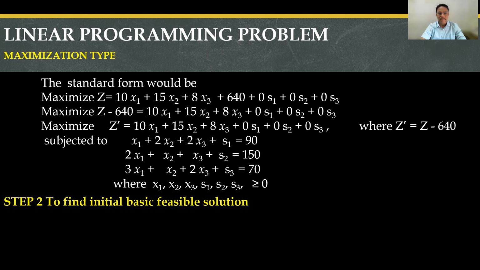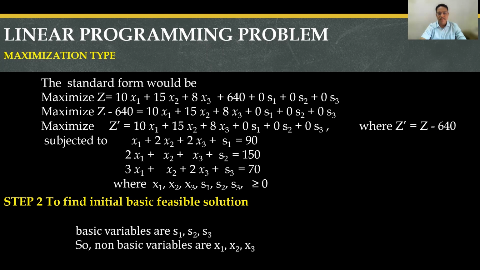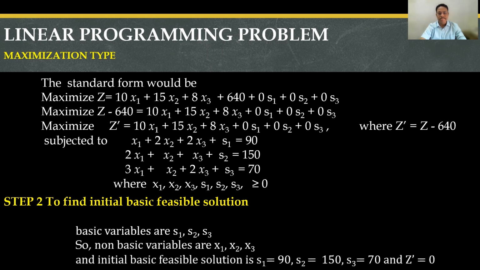The first step to solve this problem is to find the initial basic feasible solution. The basic variables here are s1, s2, s3, and we will put x1, x2, x3 as 0. So x1, x2, x3 will become non-basic variables, and the solution would be s1 = 90, s2 = 150, s3 = 70, and z dash will be equal to 0. So let us formulate a table for solving the LP problem.